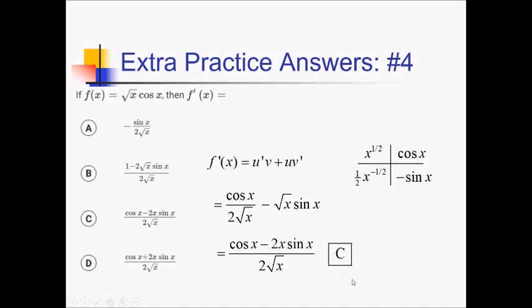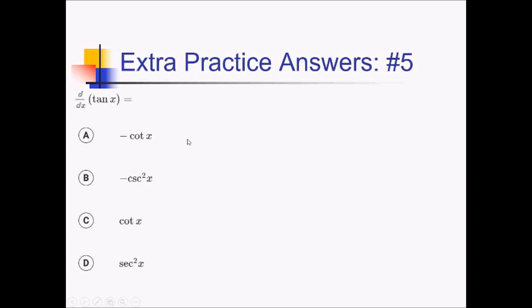Answer choice C. D and C are pretty similar, but C is the one where we are subtracting, so that's what we're going with. For this problem, I'm just taking the derivative of tan of x. No tricks here. It's either you just know this derivative or you don't. It's secant squared of x, so that's choice D.